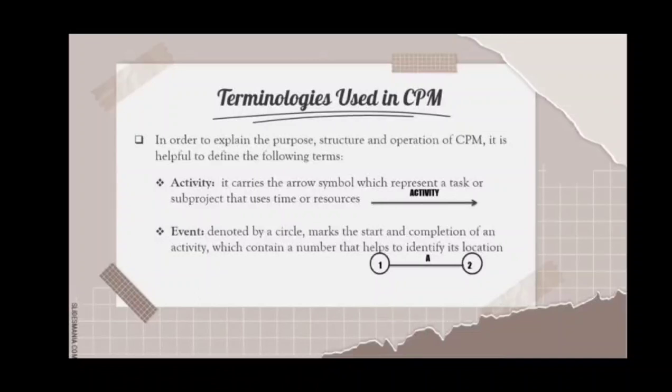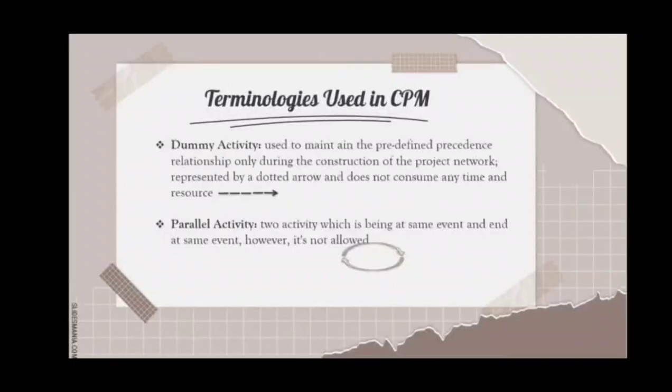So first, activity. Activity in CPM carries the arrow symbol, which represents a task or subproject that uses time or resources. Event is denoted by a circle, marks the start and completion of an activity, which also contains a number that helps to identify its location. Dummy activity, on the other hand, is used to maintain the predefined precedence relationship only during the construction of the project network. It is represented by a dotted arrow and does not consume any time and resource.